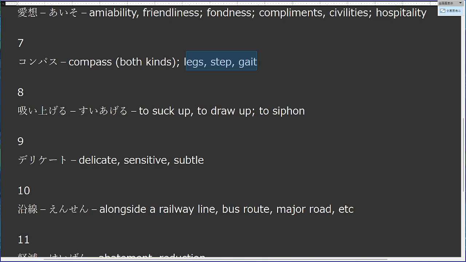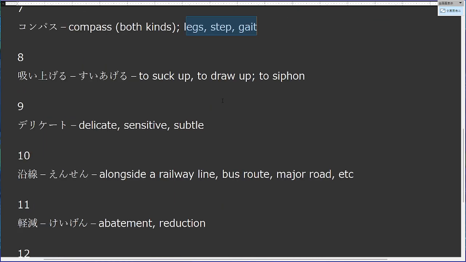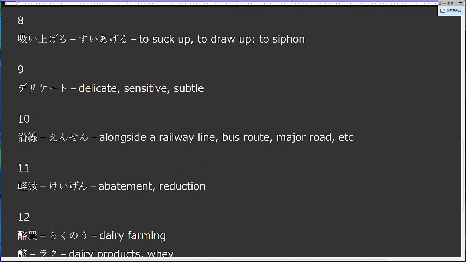Number 8 is suiageru. Literally, to suck up. Suiageru is to suck up, to draw up, or to siphon. This one's a pretty literal translation.